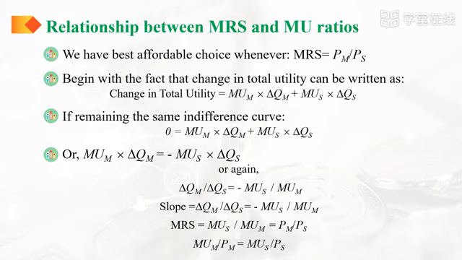Now multiply both sides of this equation by MUS and divide both sides by PM to obtain the marginal utility theory proposition: MUM over PM equals MUS over PS. This is marginal utility per dollar equalized for all goods for the utility-maximizing consumer's equilibrium choice.